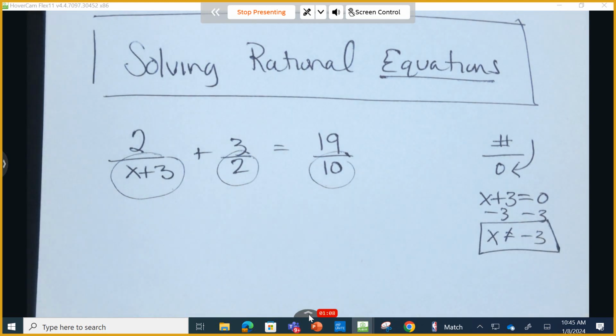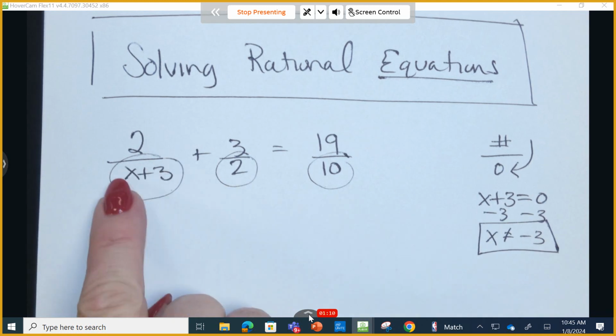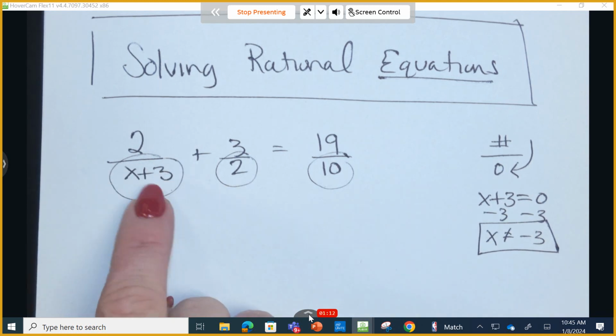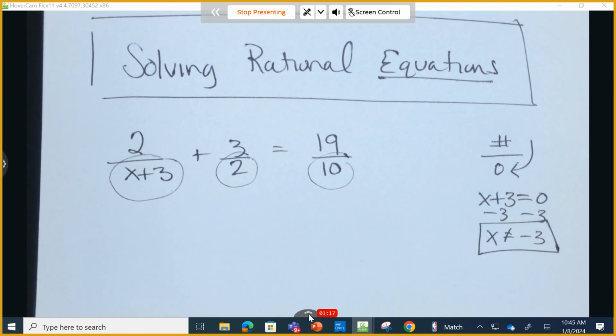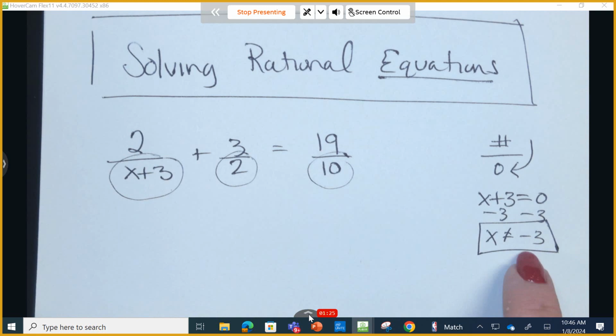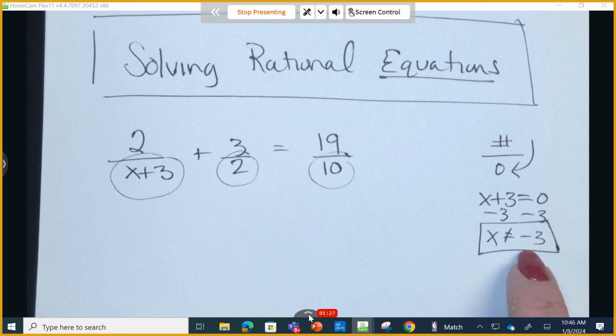And you may be confused by this. If I take -3 and I plug it in here, -3 plus 3 is 0. I'd have 2 over 0. We can never have 0 on the bottom of a fraction. That means I'd be breaking a math rule. So after I get done solving, I always want to come back and make sure that whatever I get for an answer does not equal this identified number.